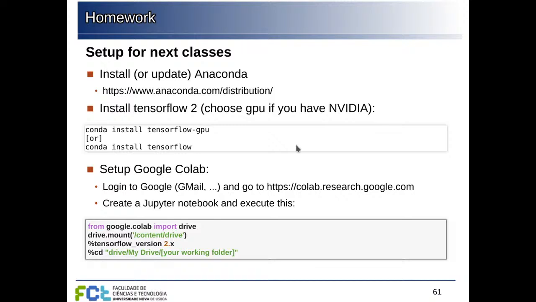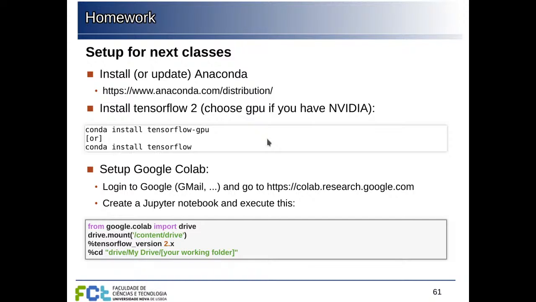What I would like you to do for next week, before we have the tutorials, is to set up the software that we're going to use. So if you are using Anaconda, like in last semester, you can install TensorFlow 2 just by using conda install tensorflow. This will install the basic CPU version. If you have a GPU card from NVIDIA, so with these chipsets from NVIDIA, and if you have the right CUDA version, you can install easily with this conda install GPU.